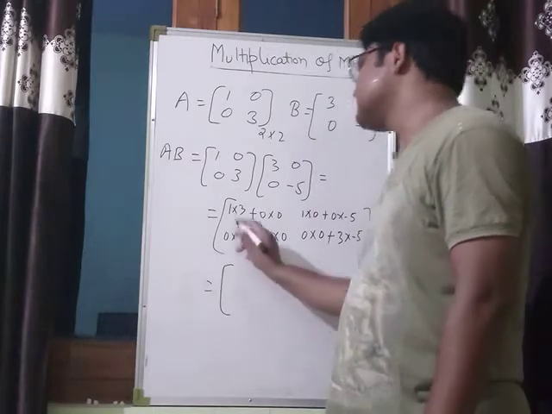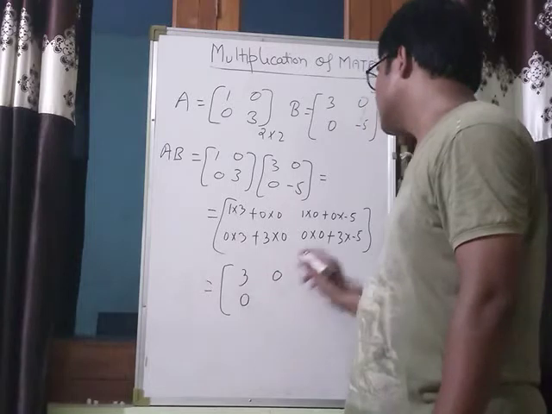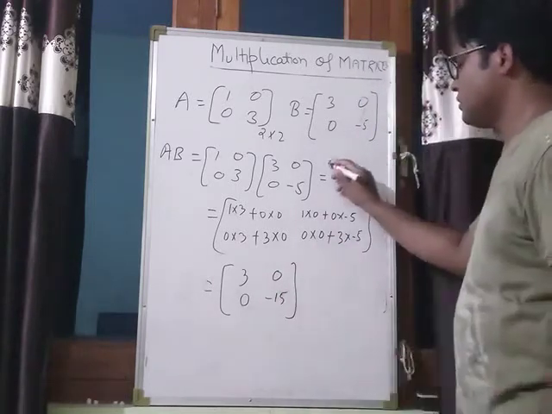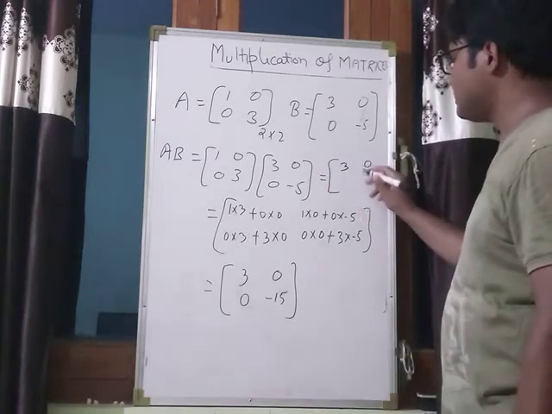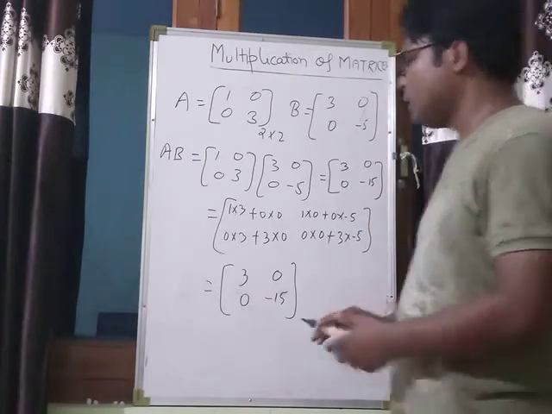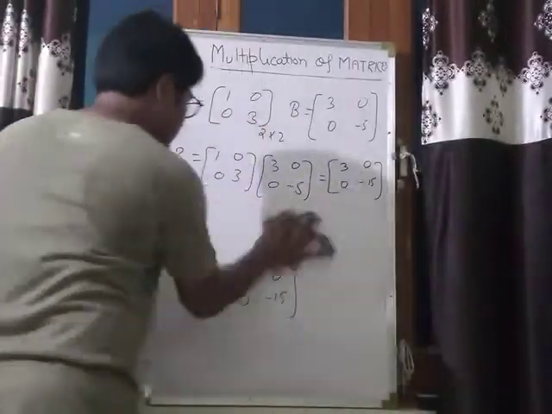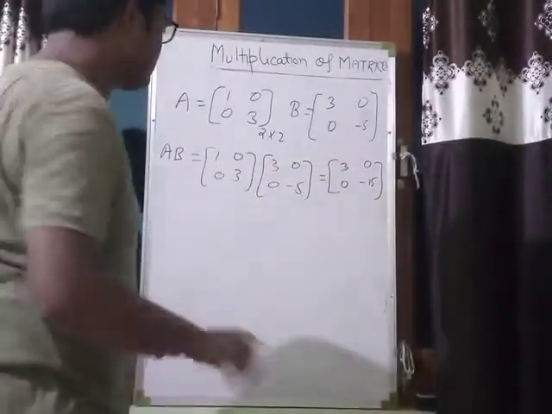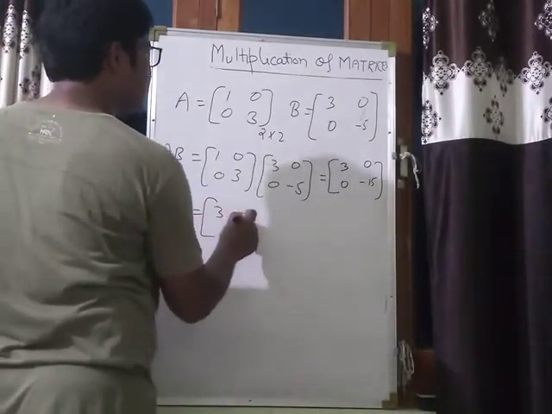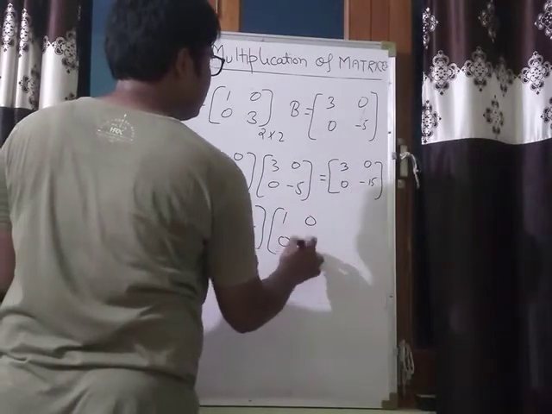That is, you can see this is 3, 1 into 3 is 3, and this is 0, this is 0, this is 0, this is 0, and this is minus 15. So AB is a 2 by 2 matrix whose entries are 3 0 0 minus 15, and now I am going to find out BA. B is 3 0 0 minus 5 and A is 1 0 0 3.